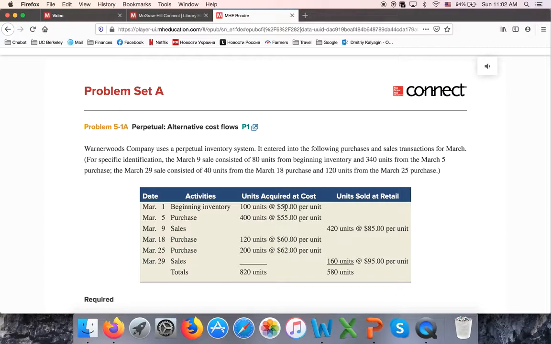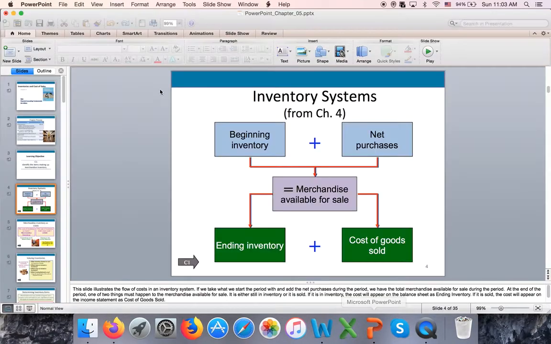With time, the cost that I'm paying for this item is going up. Or sometimes in some problems you could see deflation, where the cost per unit will go down. Here it goes up. So what's my beginning inventory? I have 100 units at $50, so my beginning inventory is $5,000.